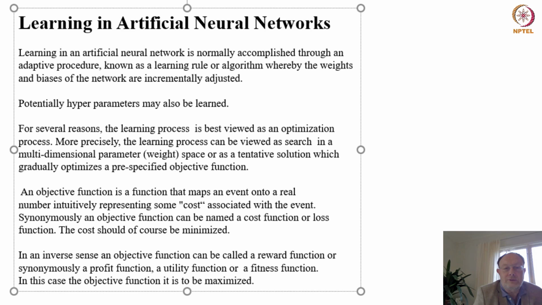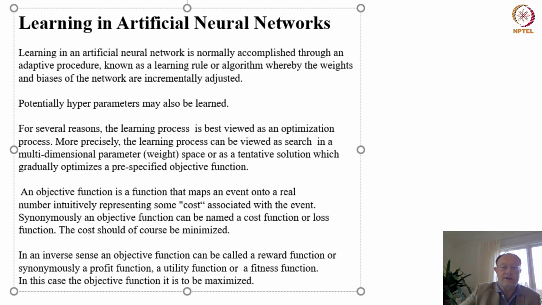So actually here, what we do is we make a search in a multidimensional parameter weight space, where a tentative solution gradually optimizes a pre-specified objective function. So the term objective function means that we have a function that maps an event, a situation, onto a real number, and intuitively many times it represents the cost for achieving what we have. So it could then be called a cost function or a loss function. And of course, always we want to minimize the cost.